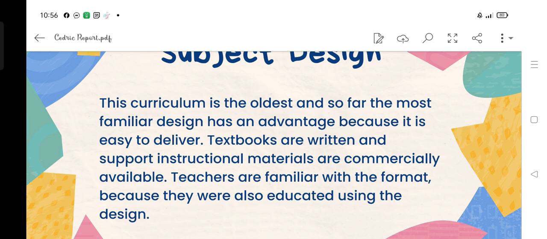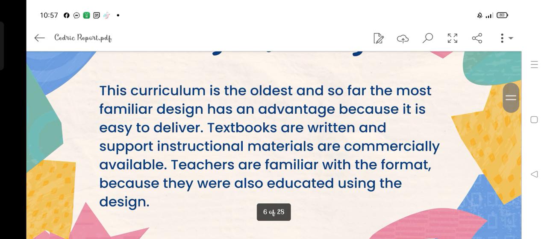However, the drawback of this design is that sometimes learning is so compartmentalized. So it stresses so much the content and forgets about students' natural tendencies, interests, and experiences. So the teacher becomes the dispenser of knowledge, and the learners are simply the empty vessels to receive the information or content from the teacher. So the subject design is the traditional way of teaching, or ito yung traditional way natin.